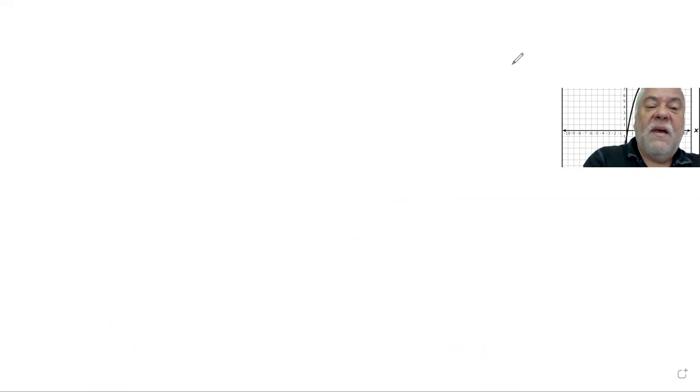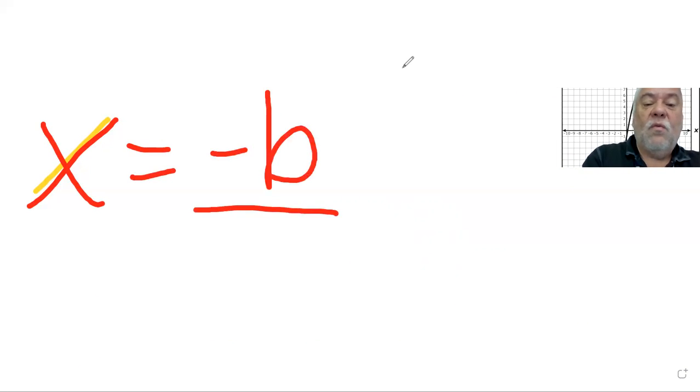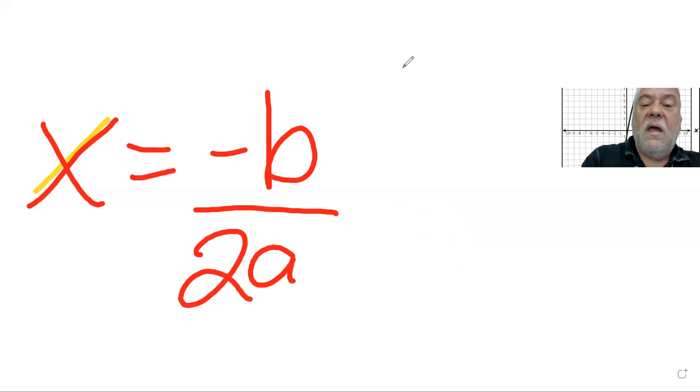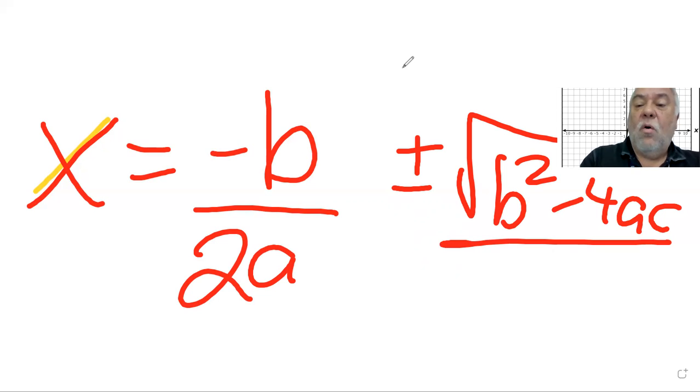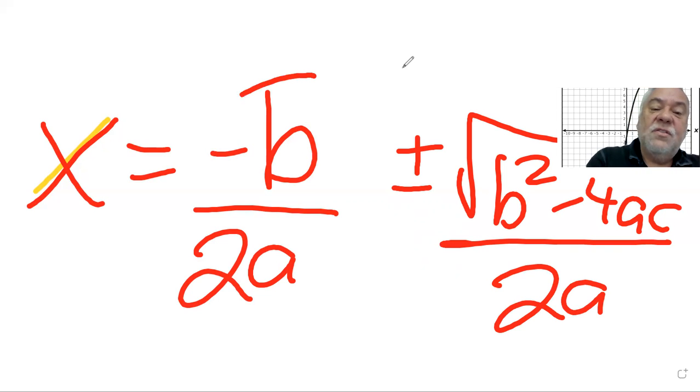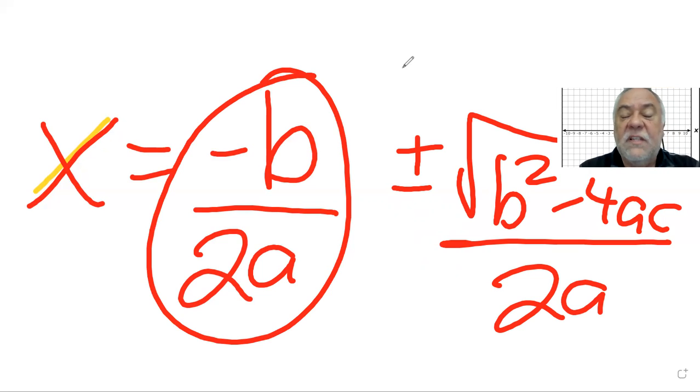And basically, if you split that fraction up, x is equal to minus b over 2a, and then plus or minus the square root of b squared minus 4ac over 2a. This is the axis of symmetry. And all it's saying is that if you add this term on the right to the axis of symmetry, you get one root. And if you subtract, you get the other root. That's all that is really saying.